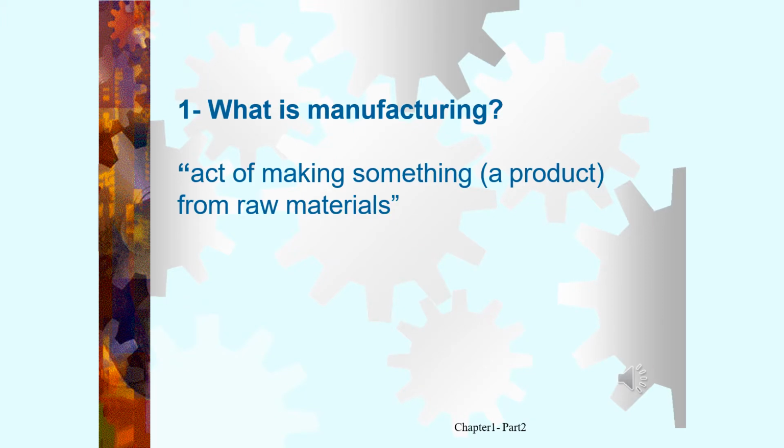Let's start off with a basic definition. What is manufacturing? It's the act of making something or a product from raw materials. And by raw materials, that varies from one factory to another. For instance, if I'm making appliances, raw material might be sheet metal, right? If I'm making steel, sheet metal is the final product, but the raw material might be iron ore, scrap metal. So it varies. Whatever goes in is considered raw materials. What comes out is the finished product.